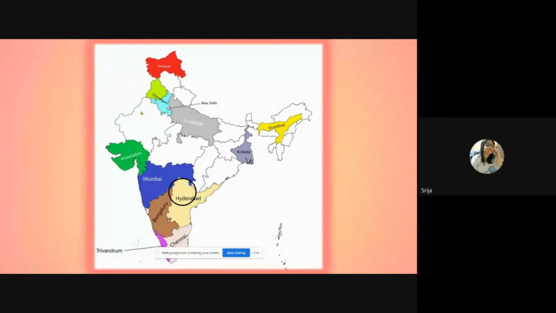So here are the 12 different cities we chose: Srinagar, Chandigarh, New Delhi, Lucknow, Ahmedabad, Mumbai, Bangalore, Trivandrum, Chennai, Hyderabad. So I couldn't find a more recent map, so I have just highlighted this part. So this is the Telangana, represented by Hyderabad, Kolkata, and Guwahati. So these are the 12 cities we chose from 12 different states.